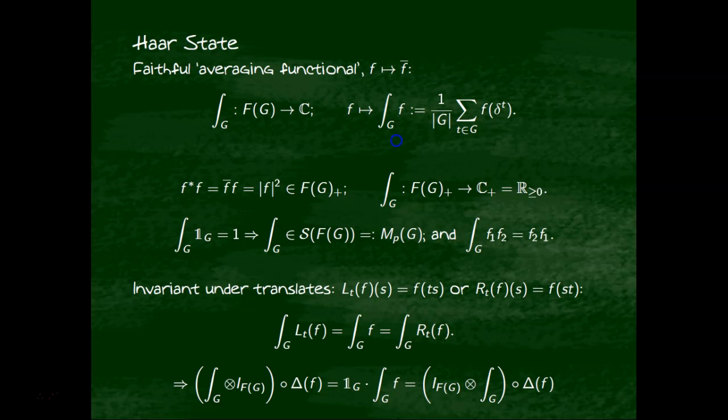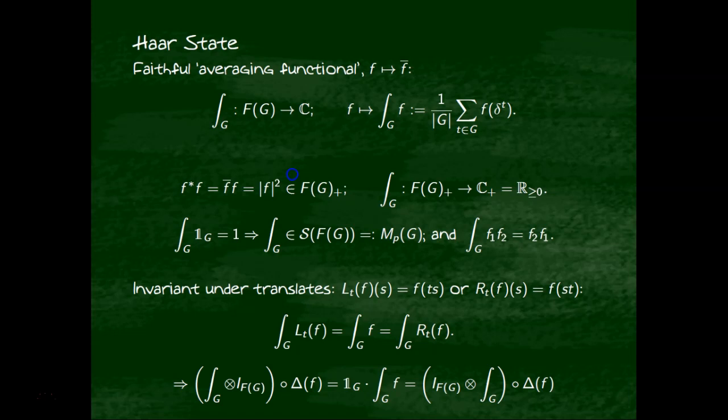Right, now let's say some things. I'm missing one thing that I wanted to say. I'd say this thing is faithful. What that means is the only time it gives you 0 on a positive thing. Now a positive function is of the form f star f, where this is the conjugate. So essentially all this means is that its values are positive real numbers, possibly 0. And that it's faithful means that when you take the average of a positive function, the only time it gives you 0 is when the function itself is 0. So that's what the faithfulness means.